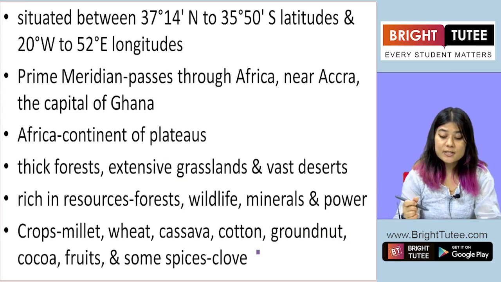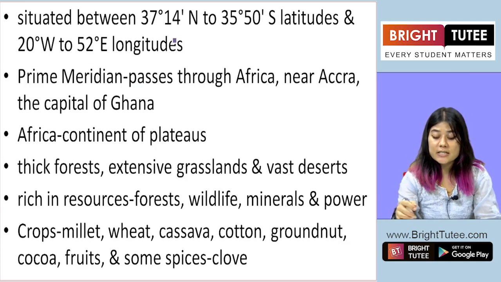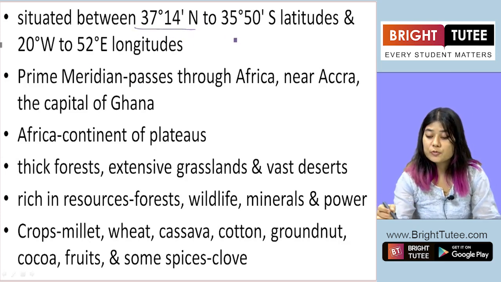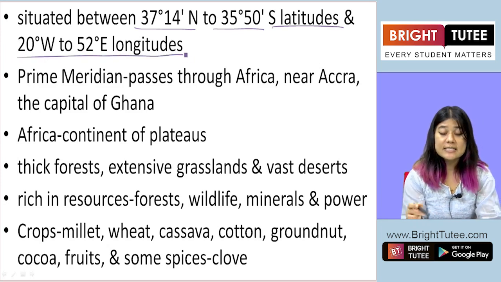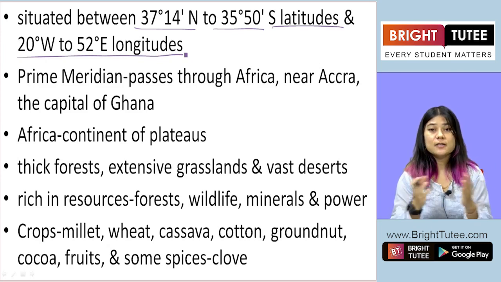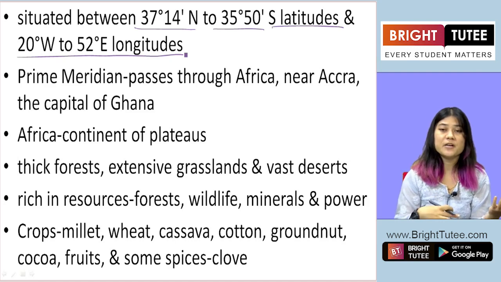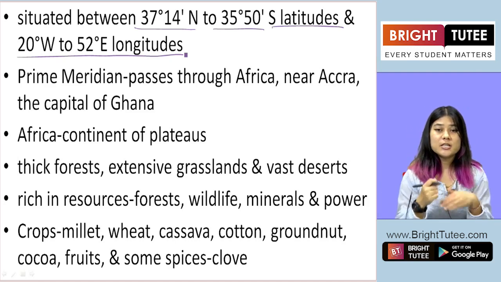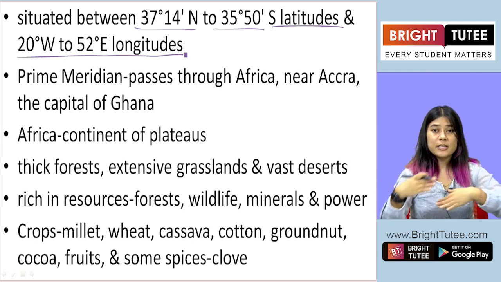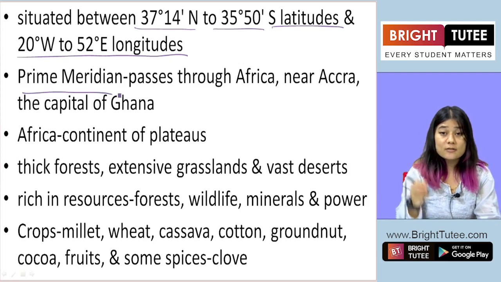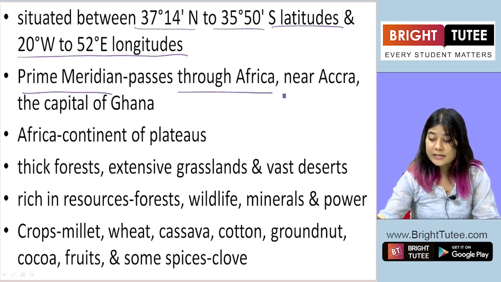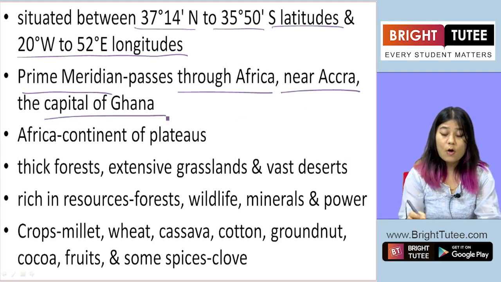The continent is situated between 37 degrees 14 minutes north to 35 degrees 50 minutes south latitudes and 20 degrees west to 52 degrees east longitudes. Okay, the prime meridian, which divides the Earth into two, eastern hemisphere and western hemisphere, just like how the equator divides the Earth into two halves, northern hemisphere and southern hemisphere. So the prime meridian passes through Africa near Accra, which is the capital of Ghana.